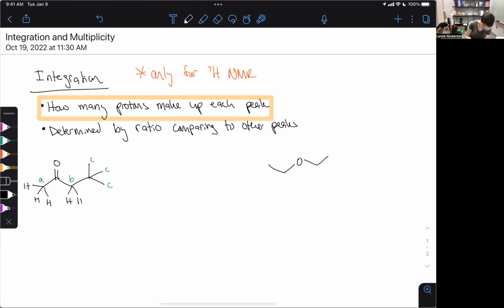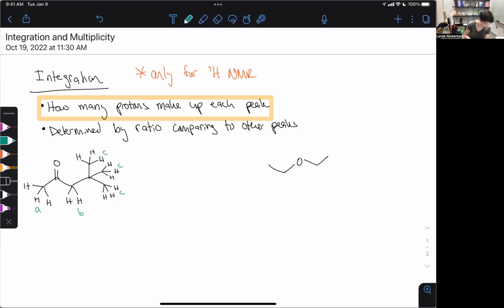these 2, and then, I did not do myself any favors with those C's. Let me move those. Okay, and then I've got those protons, C, C, C, and we're just going to move A and B closer to the actual H's. So the A's, those 3 H's are the same, the B, the 2 H's, C, those 9 H's are all the same.